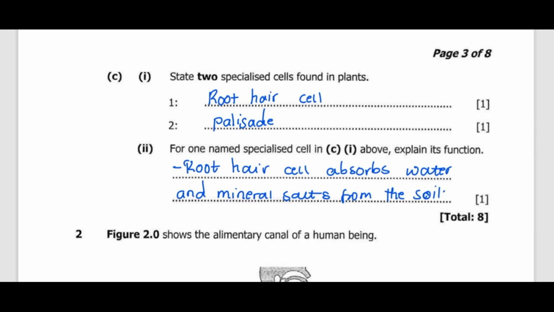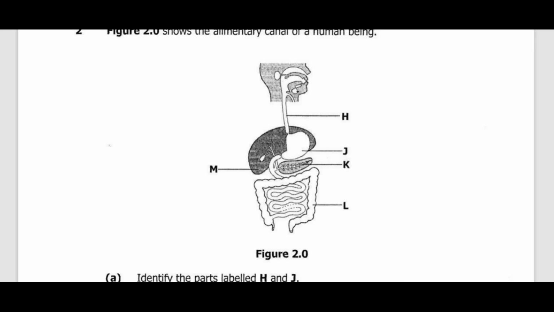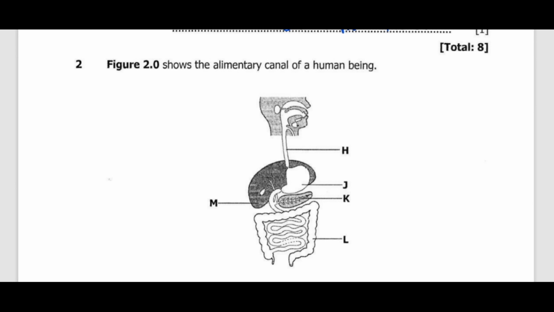Okay, so let's move on to question 2. We have figure 2.0 showing the alimentary canal of a human being. With the alimentary canal, we are looking at the parts involved in the digestion process. So we have structure H, structure J, K, M, and then we also have L. Now let's look at the questions.